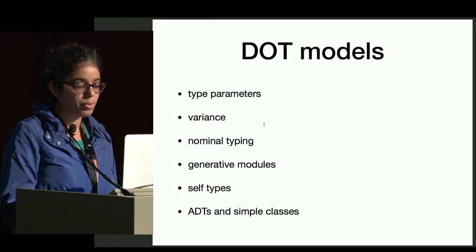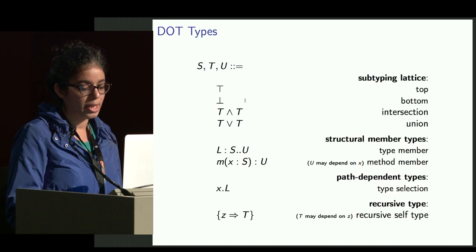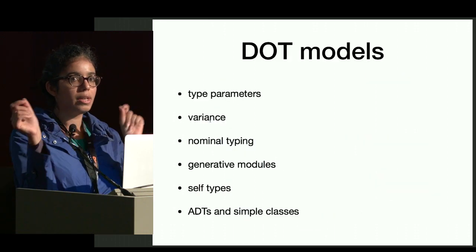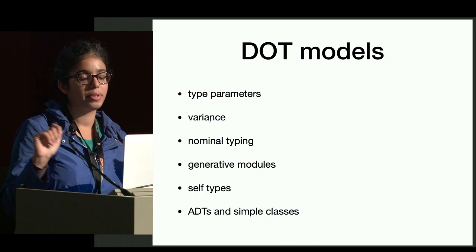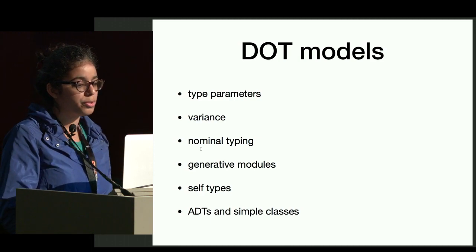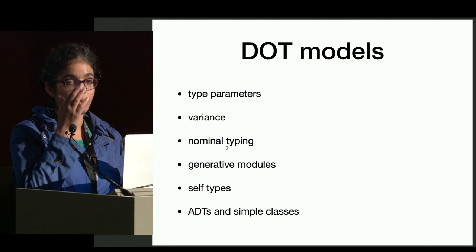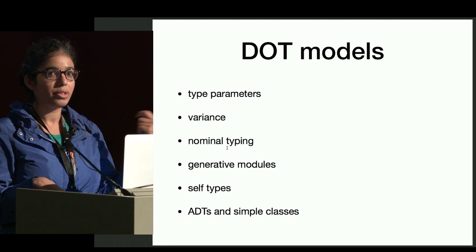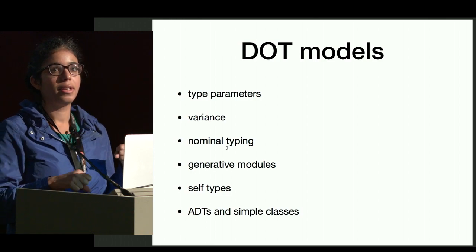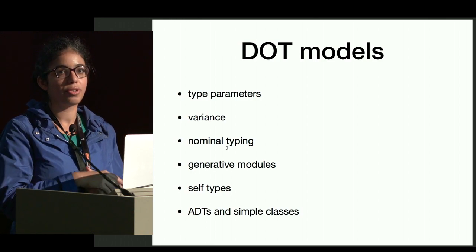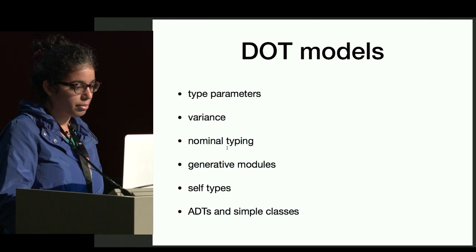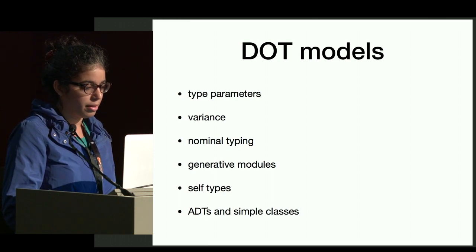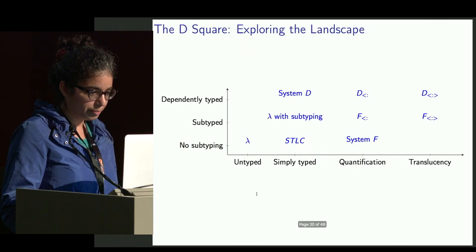Okay, so just with these sets of types, we can model type parameters. We can model variance by playing with the lower bound and the upper bound. We can do nominal typing as well, which is the same idea, playing with a lower bound that is abstract. We can fully abstract. We can then hide the structural aspects of a type. We can do generative modules, self-types, and simple classes as well.